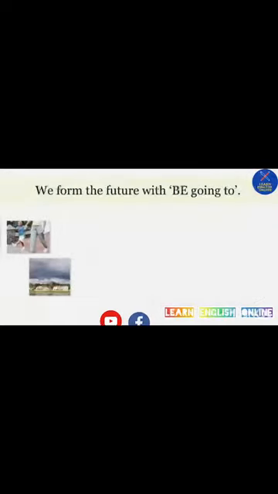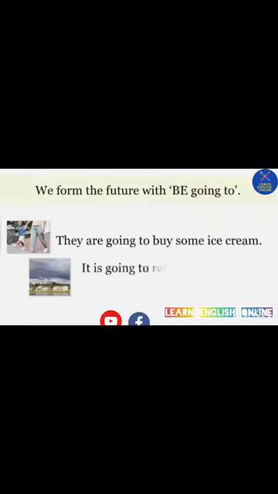In this lesson you learned, we form the future with be going to. They are going to buy some ice cream. It is going to rain later today.